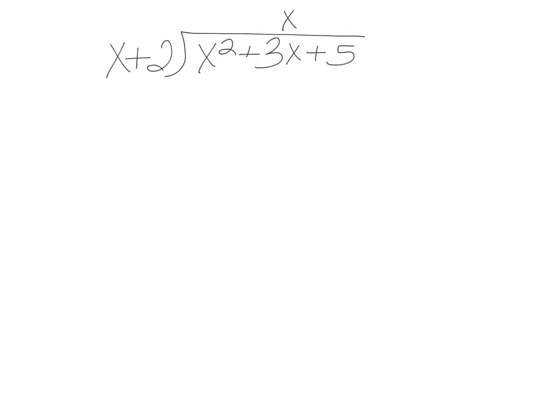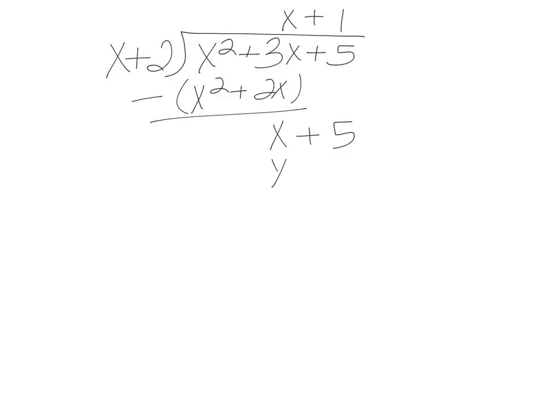So I'm going to put an x here, and I've got x squared plus 2x. Subtract everything out, x left over, plus 5. I can only do a plus 1, so I get x plus 2. Do some subtraction, and I have 3 as my remainder. So that's how I know how to write plus 3 over x plus 2.